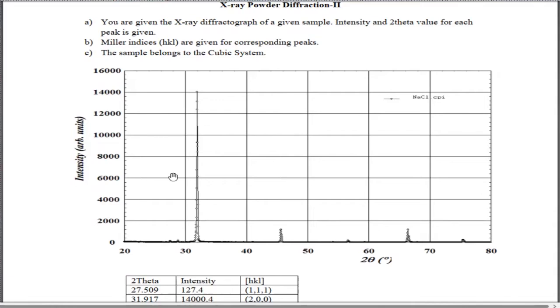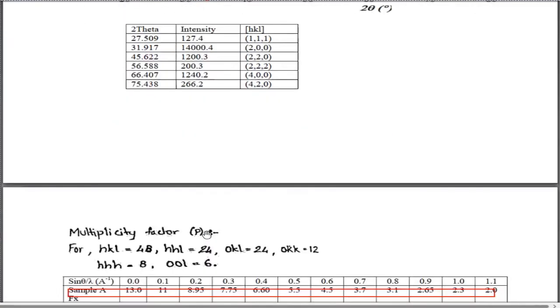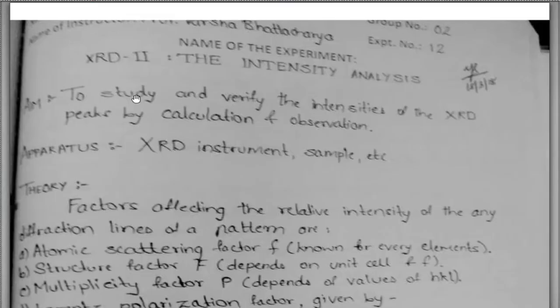values, and this sample belongs to the cubic system. So that is what we know. And sodium chloride, so FCC structure, that we are also aware of. This 2 theta value, intensity, and HKL are now known to us. Now we have to understand the intensity values which we are getting and compare them with the theoretical. Okay. So to do that, we require certain things, and the procedure is shown here.